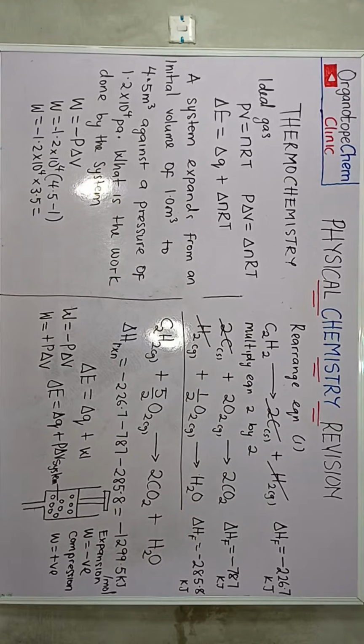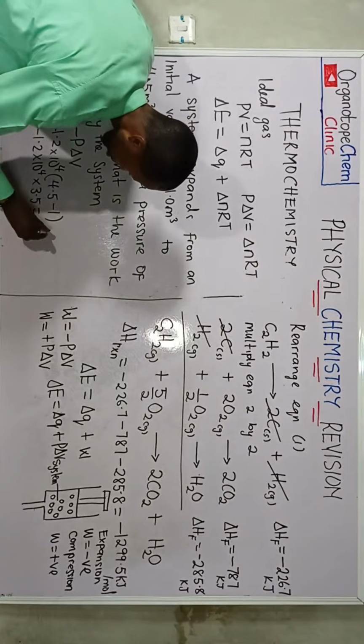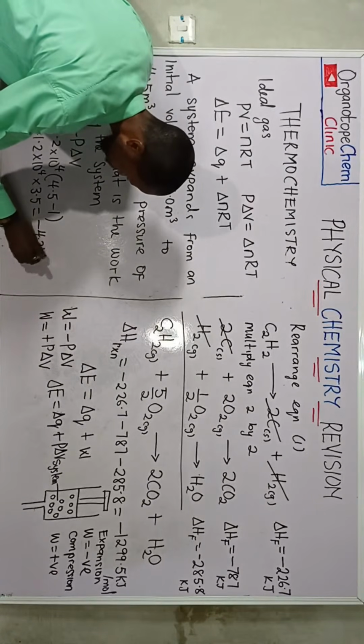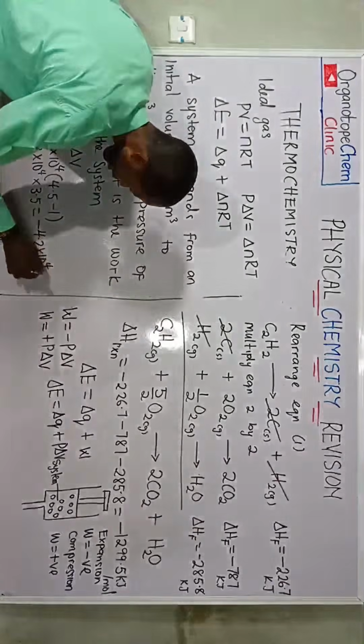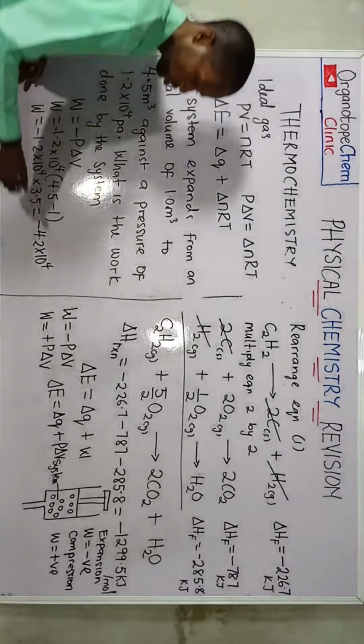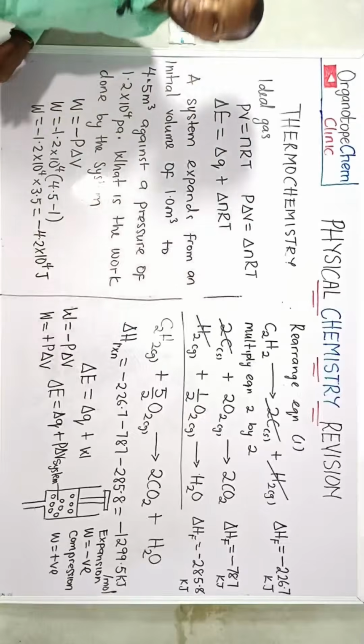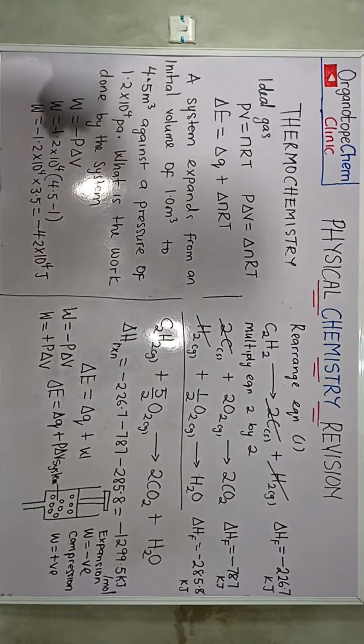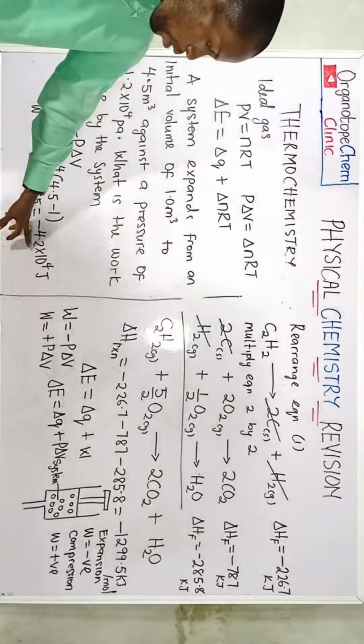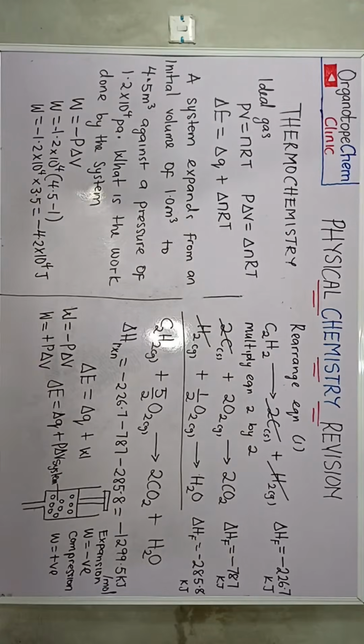42,000. I think that's correct. 42,000 is the same as minus 4.2 times 10 raised to power 4. What's the unit of work? Joule. Is that clear? I hope that is clear. Minus 4.2 times 10 raised to power 4 joule. Is that taken?